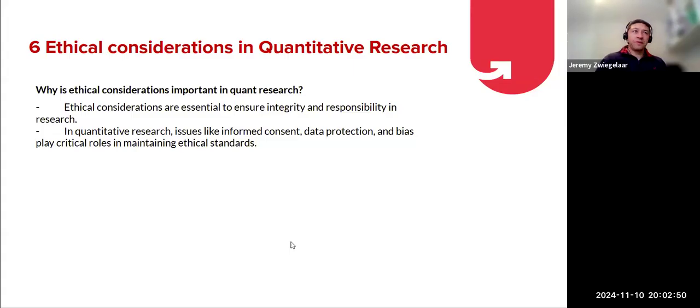Okay, so the last area that I want to cover today is around ethics and the ethical considerations within the quantitative research piece. So what is it? We need to establish ethical considerations to ensure integrity and responsibility in our research. In quantitative research, we look at this in terms of informed consent, data protection, and bias, which plays a critical role in maintaining our ethical standards. So we need to be non-biased. We need to be giving informed consent. And we need to be protecting the data of our respondents.